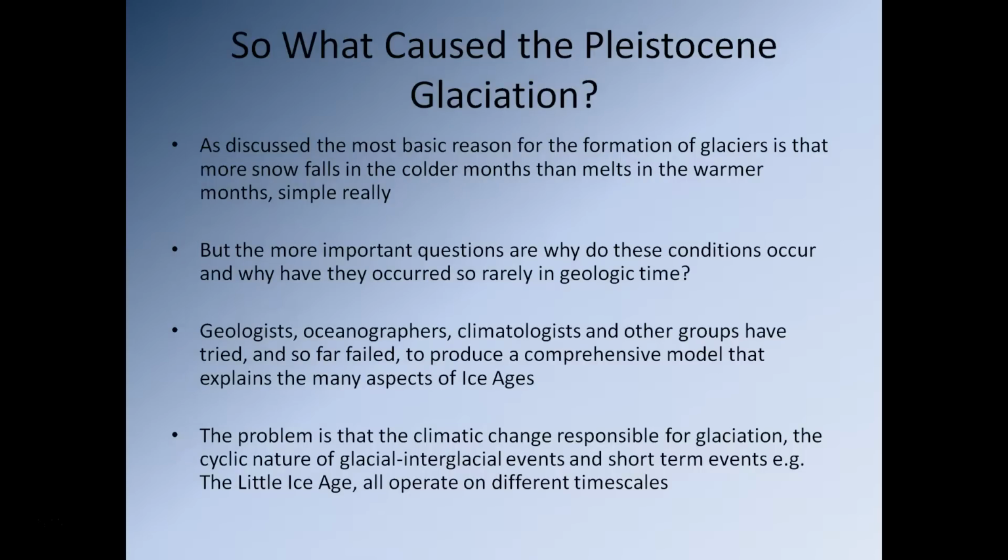So our final question is, what caused the Pleistocene glaciation? So, it's pretty obvious. Things got colder. And that makes sense. The question is, why?